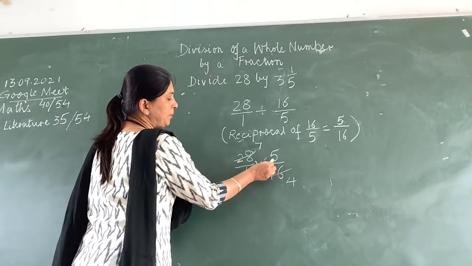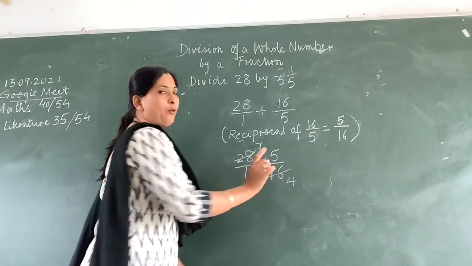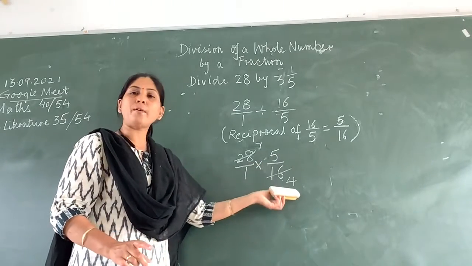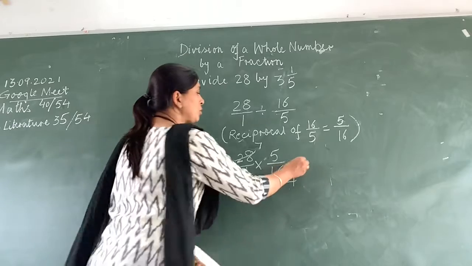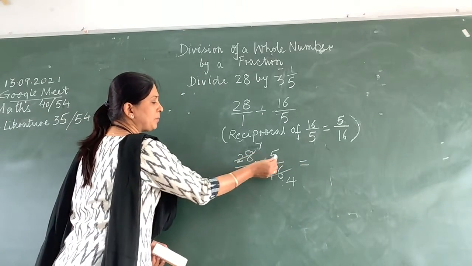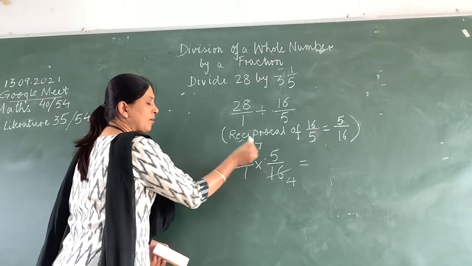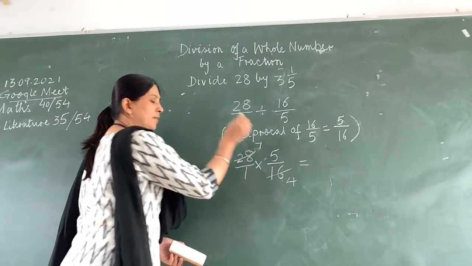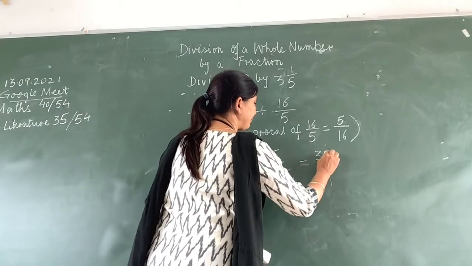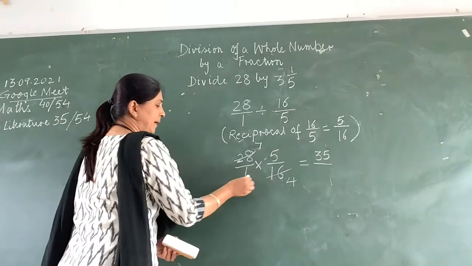Now numerator 5 and this denominator 4, do they have any common factor? No. So what will we do? Now we will multiply the numerators. Instead of 28 we now have 7. Now 7 and 5 we will multiply. 7 times 5 is 35. And we will multiply the denominators.